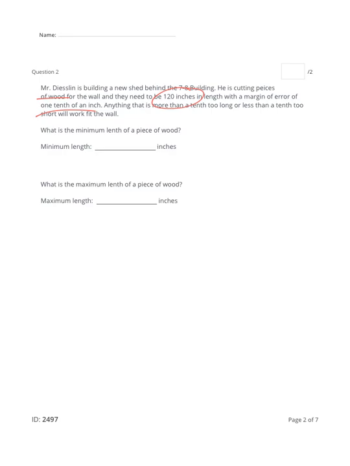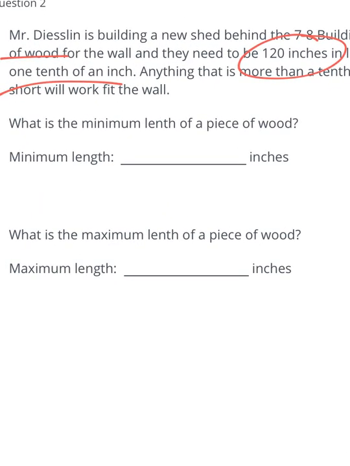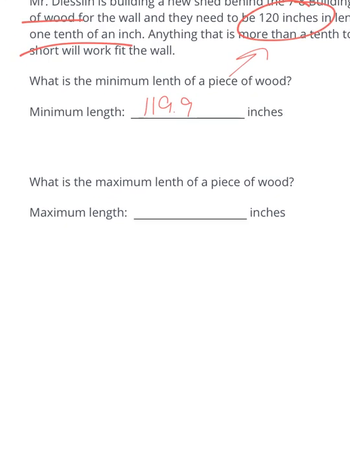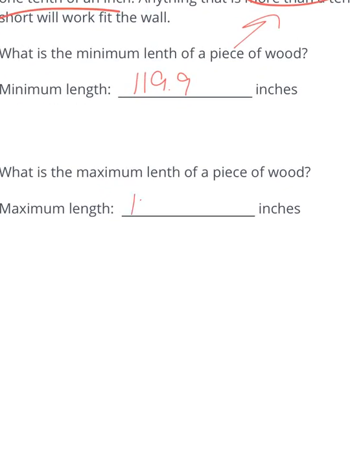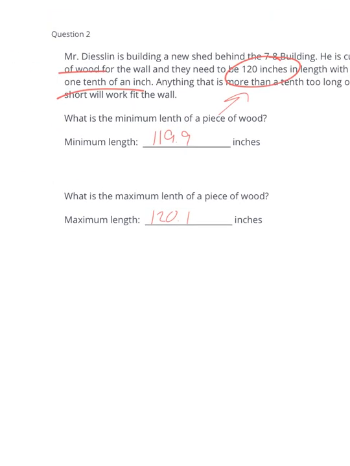So what's the minimum length? Well, if you could be 1/10 of an inch short, that means it could be 119.9. That's the shortest it could be, right? That's taking a tenth off of the 120 inches. Or what if it's a tenth too long? The max it could be is 120 and a tenth. Any longer than that and it won't fit again. So there's another example of how those work. Hopefully that's enough to keep you going on these word problems.